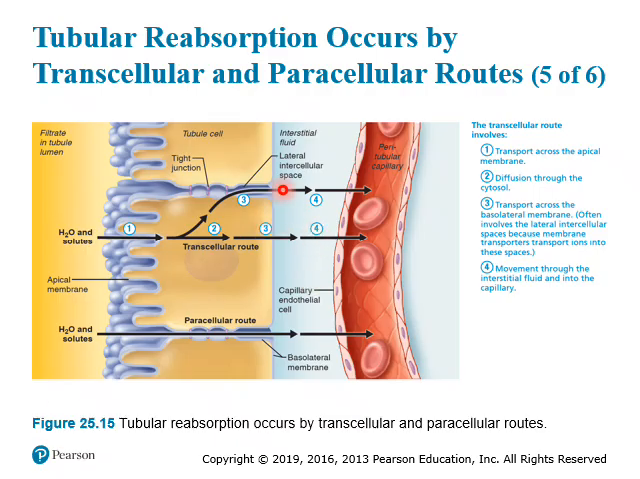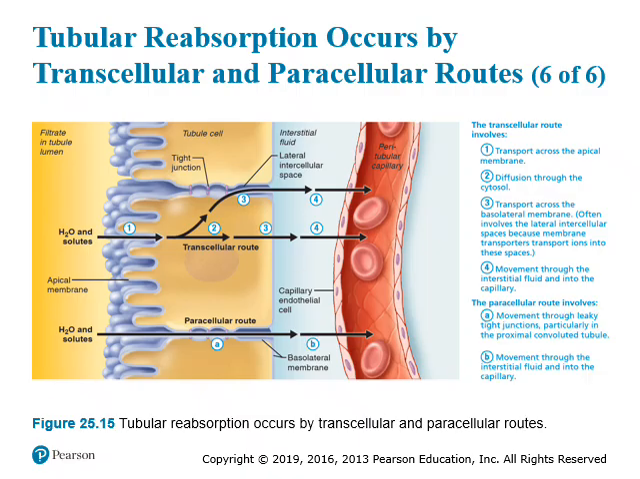Then from here, from the interstitial fluid, the substances will cross and move through the interstitial fluid and into the capillary. And this particular route, which is in between the cells, is what you call the paracellular route, which is the movement through the leaky tight junctions, particularly in the PCT, and the movement through the interstitial fluid and then into the capillary.